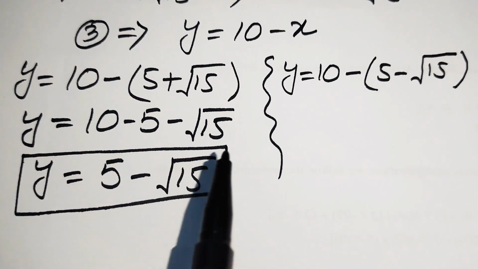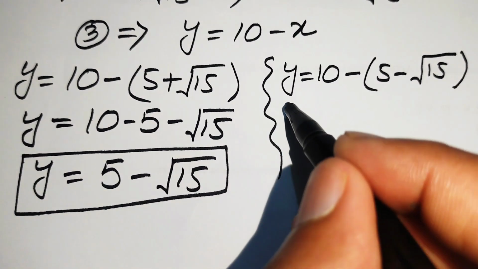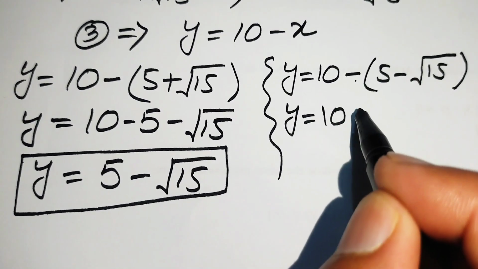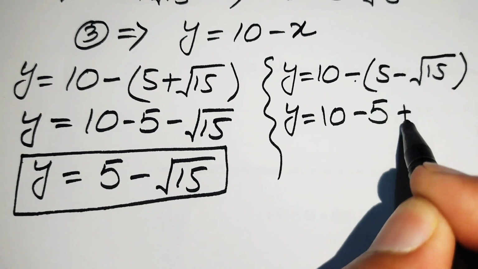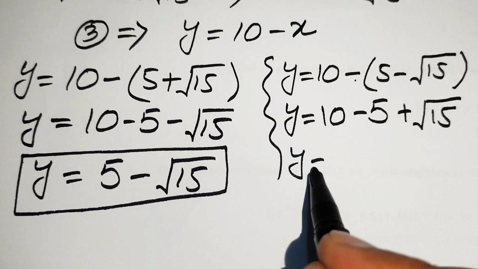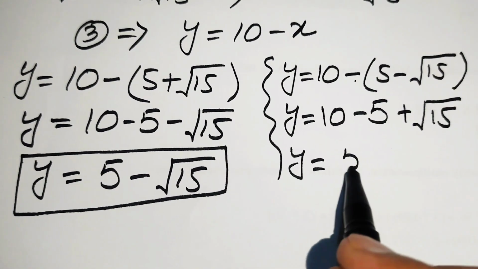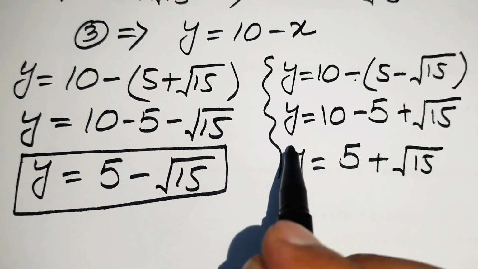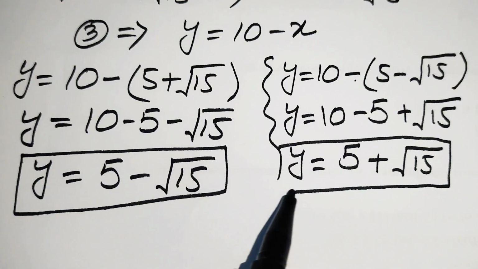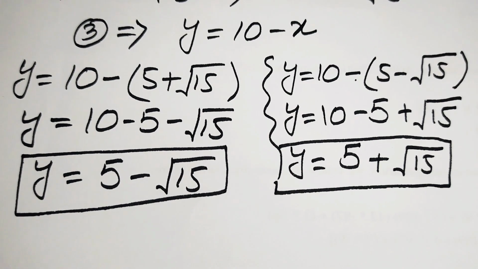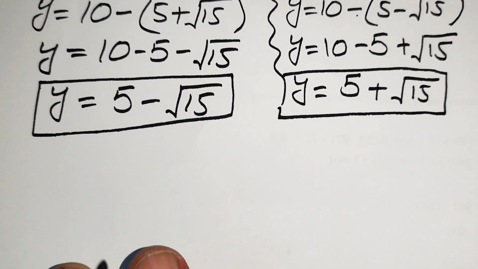Now further we solve this other case, and in this case we have y equals, we multiply this minus sign on both of these terms and it will be written as 10 minus 5 plus square root of 15, and here you get the value of y equals 10 minus 5 becomes 5 plus square root of 15. So this is the value of y in this case. Here we get two values of x and two values of y, so we have two solutions of this question. We write both of these solutions.